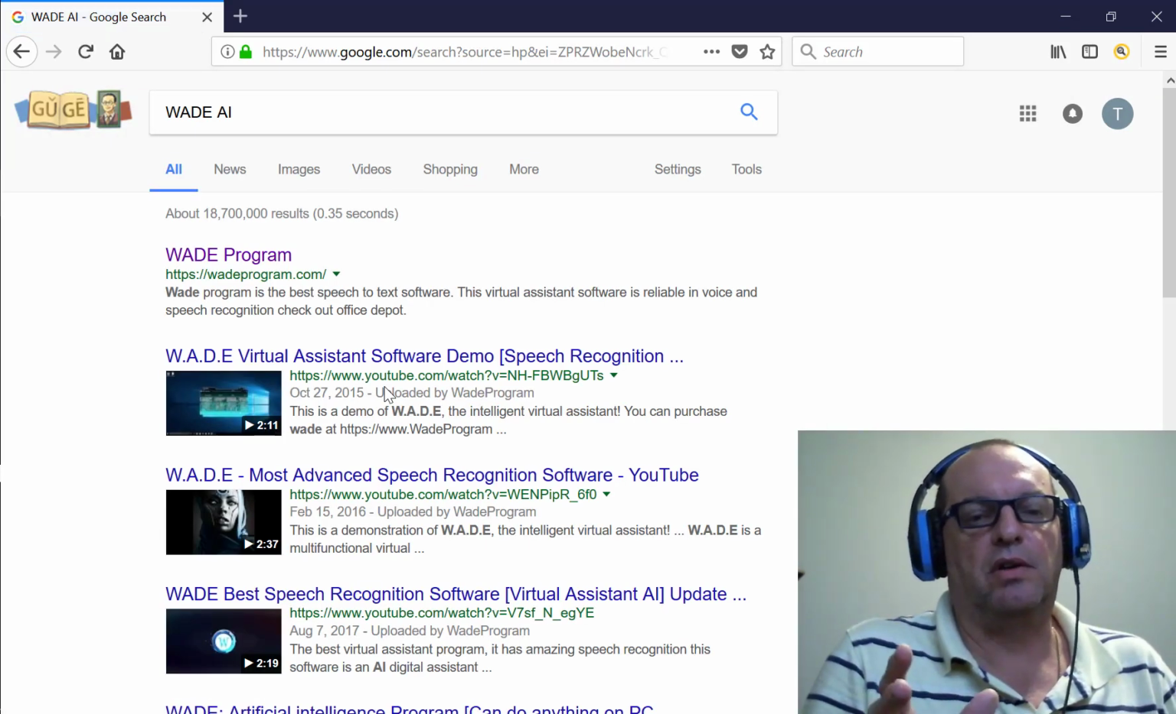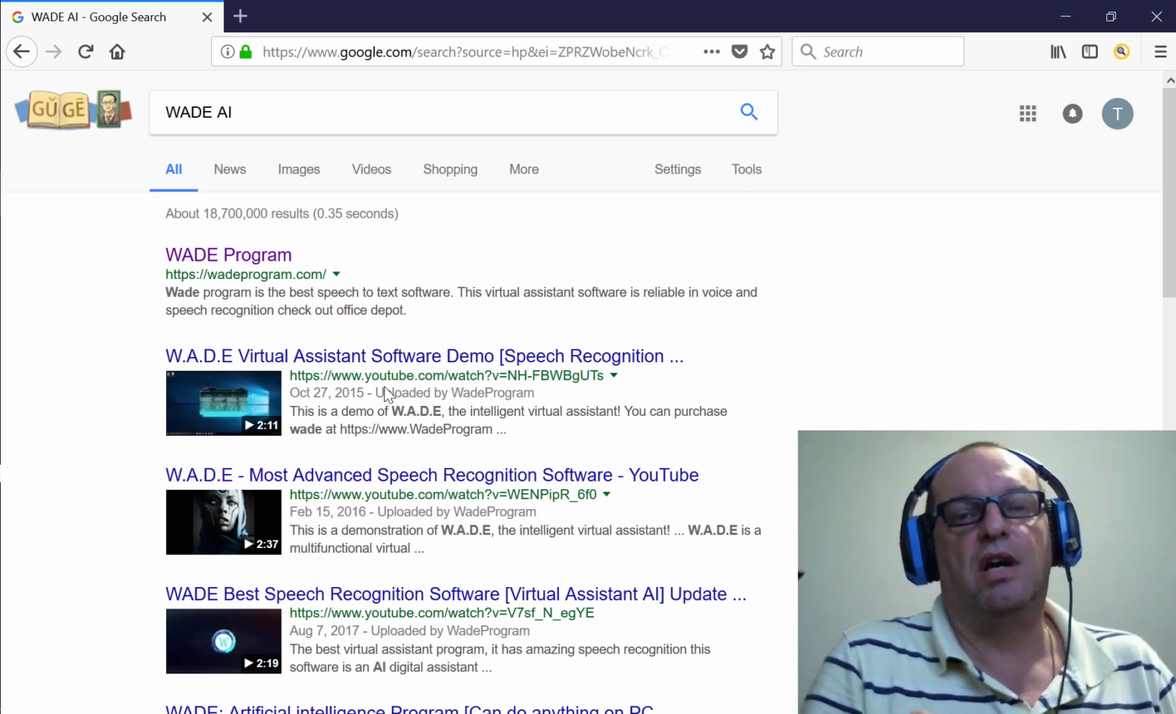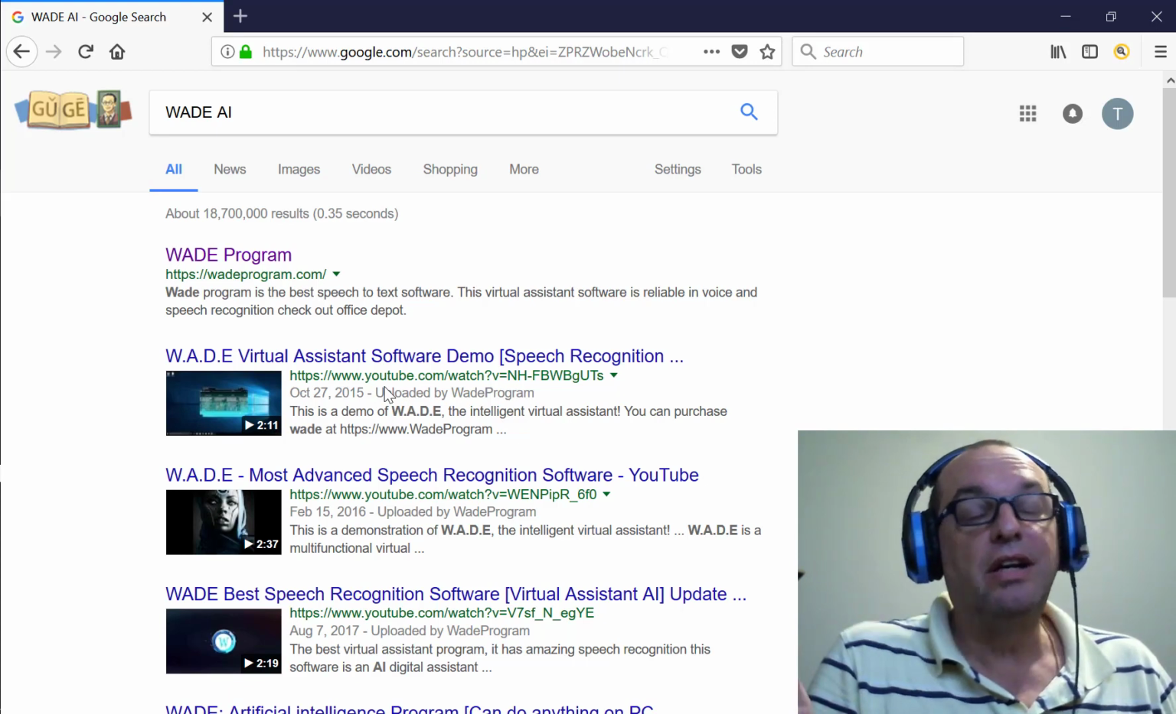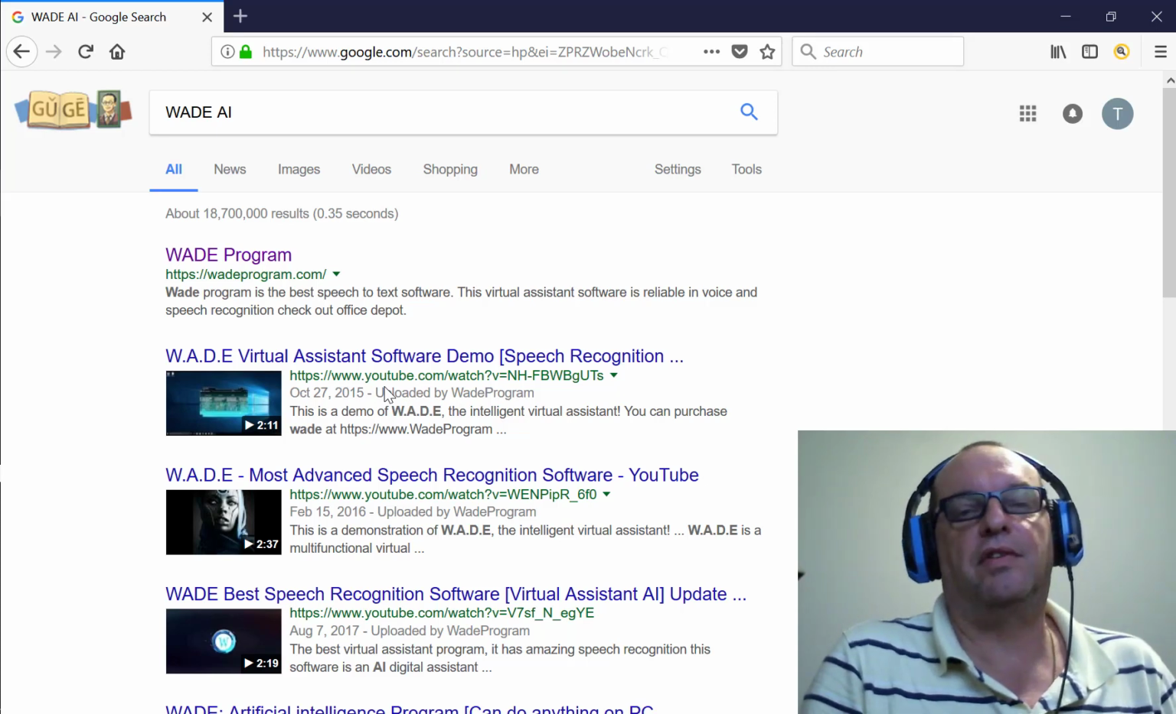What they've done with this particular piece of software, it looks like to me, is they've taken the Microsoft speech engine, which is free, and they've tried to incorporate the whole Jarvis interface around it. It says that it works in Windows 7, Windows 8, and Windows 10. I've tried it in Windows 10 and in Windows 7, and my experience on both systems was bad.